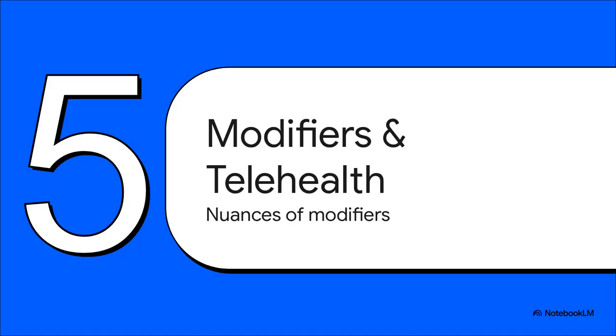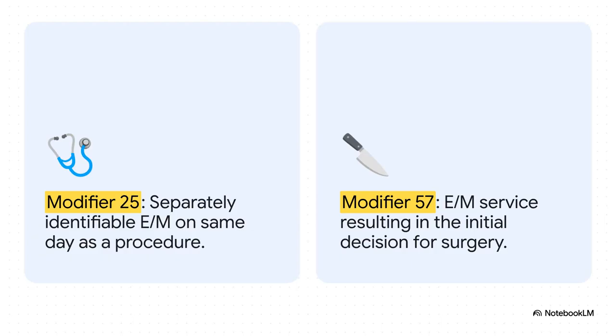Next up, Section 5, Modifiers and Telehealth Rules. We really need to sharply contrast two of the most heavily audited modifiers out there, 25 and 57. Modifier 25 is used for a significant, separately identifiable EM service that happens on the exact same day as a minor procedure. Think of a patient coming in for a routine hypertension follow-up, and while they're there, you also happen to remove a wart. Modifier 57, on the other hand, is strictly for an EM visit that results in the initial decision to perform major surgery, like evaluating severe abdominal pain that leads straight to an emergency appendectomy. Remember, they are absolutely not interchangeable.